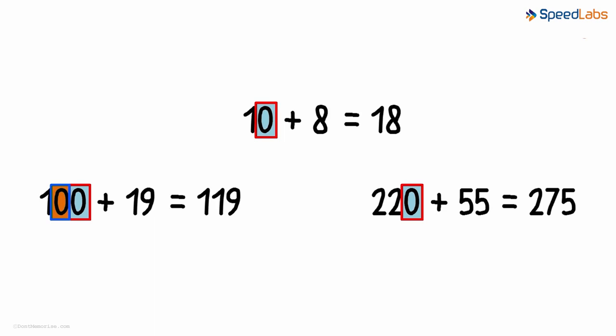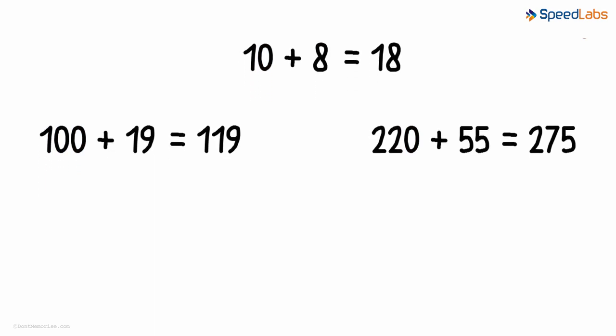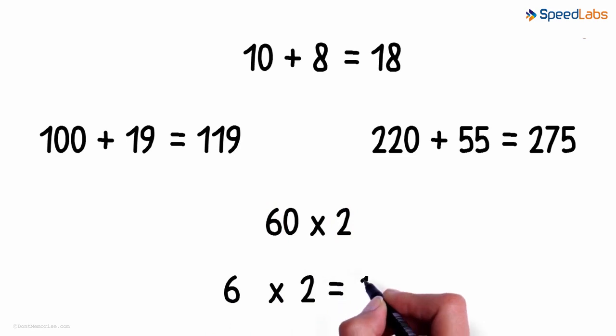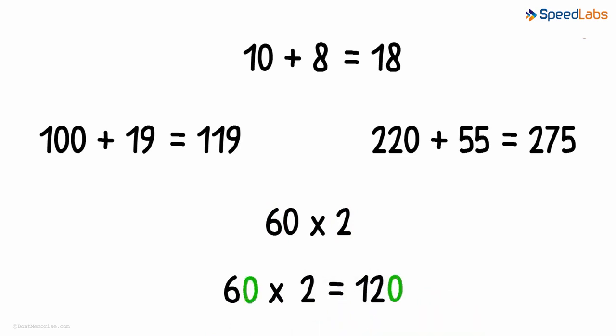Something similar also happens when we are multiplying numbers. For example, how do we multiply 60 with 2? We only multiply 6 with 2 and write the 0 at the end of the value that we get. 6 times 2 is 12 and we write 0 at the end to get 120.